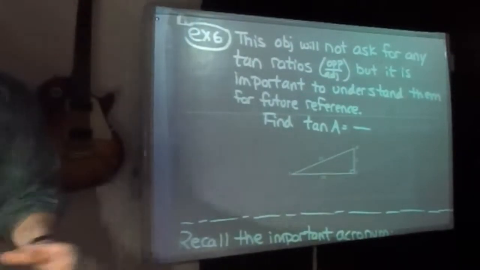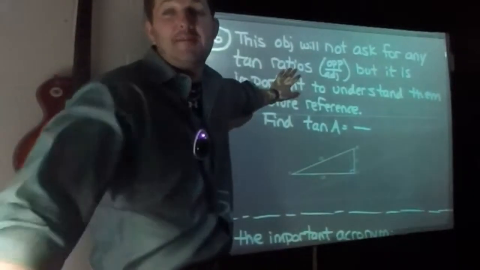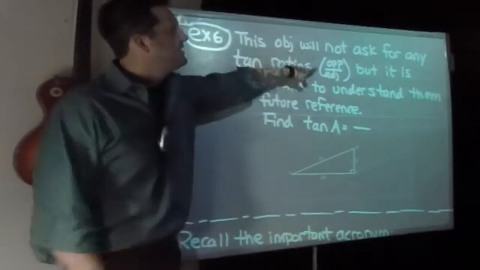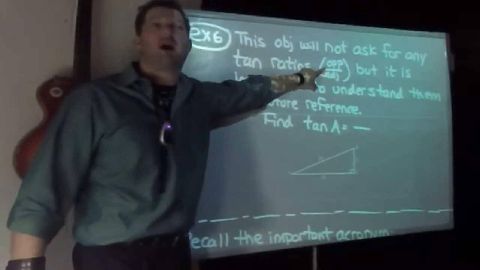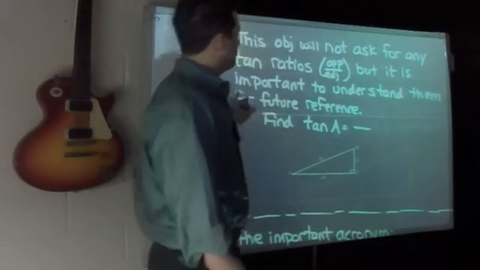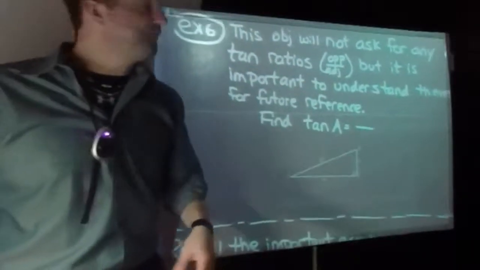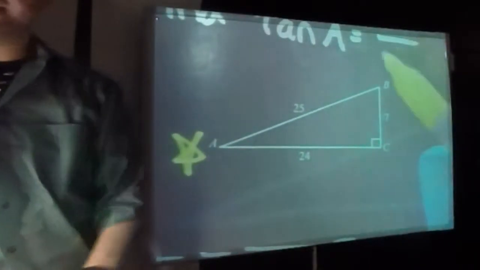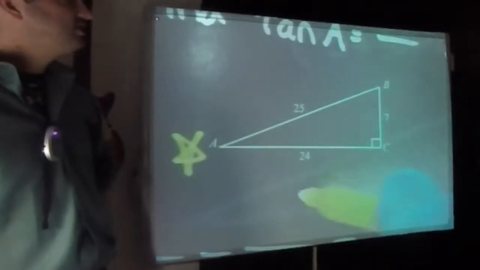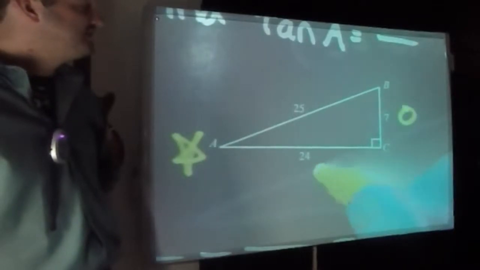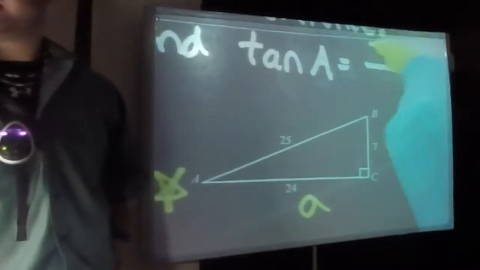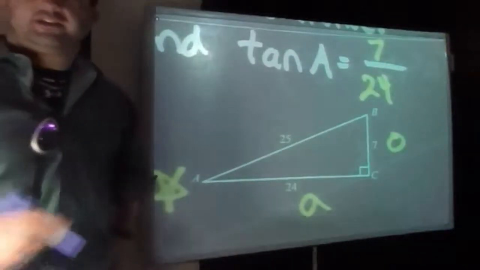Okay, here's tangent. You won't see tangent on this objective at all, but you need to know it. Tangent's opposite over adjacent. It's the TOA. So let's look at this problem, and we want tangent A. Angle A is down here on the ground. Tangent is opposite over adjacent, the only one that doesn't have the hypotenuse in it. 7 and 24. So it is 7 over 24.